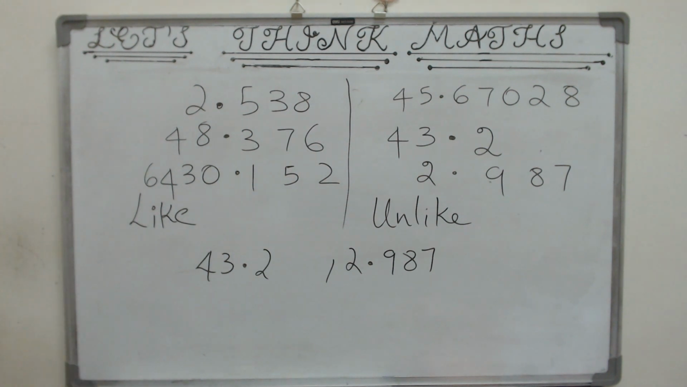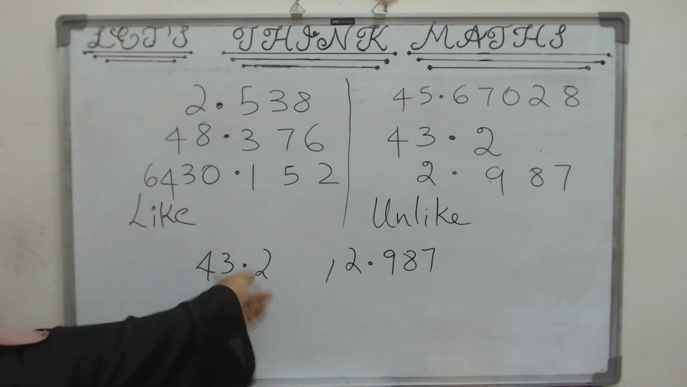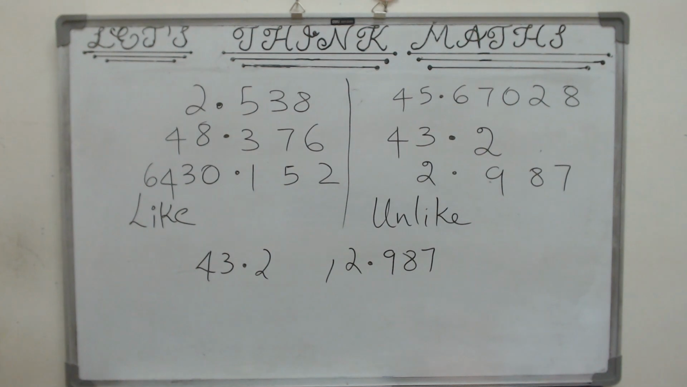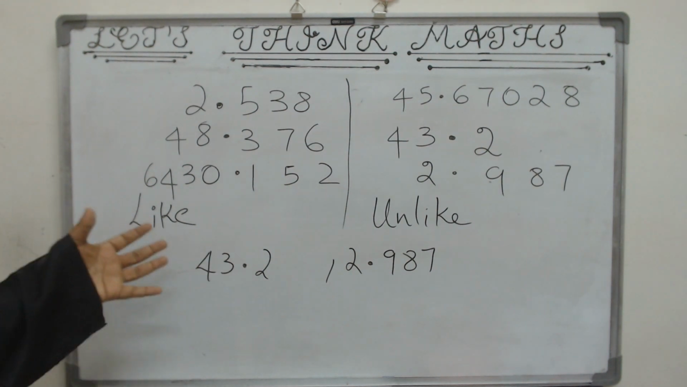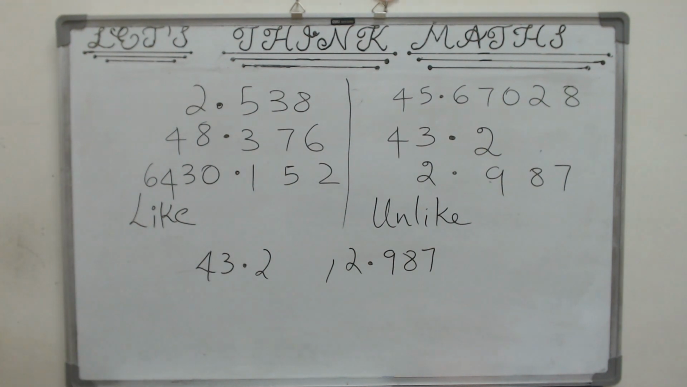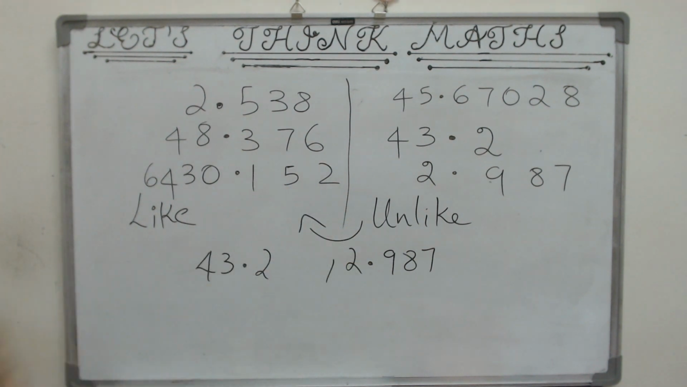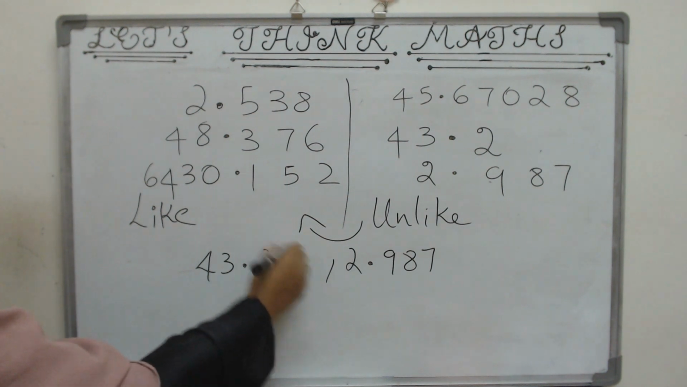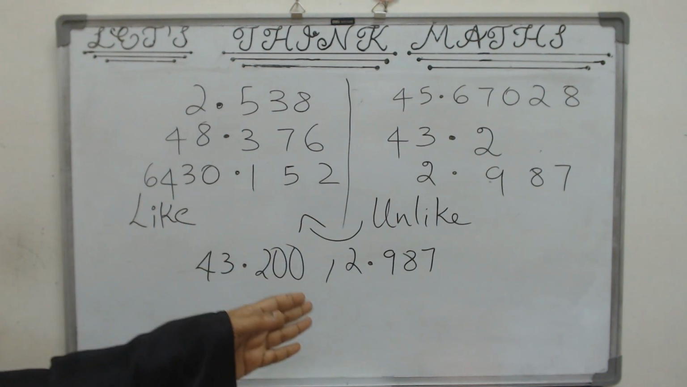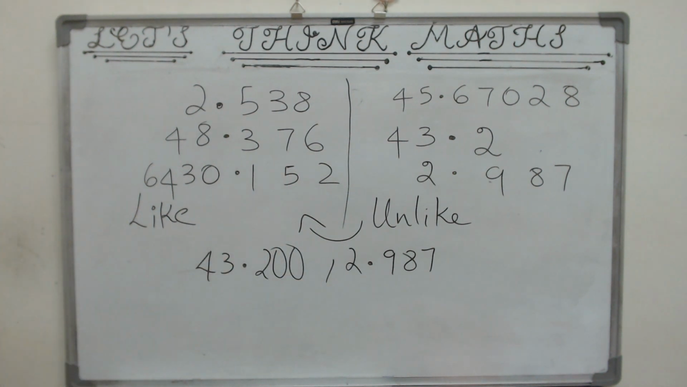What is the property that you just now learnt? Adding zeros after the decimal part makes no difference. So you can take any two unlike decimals and make them into like decimals. How? By adding that many zeros. See, you have taken an unlike decimal and made it into a like decimal.